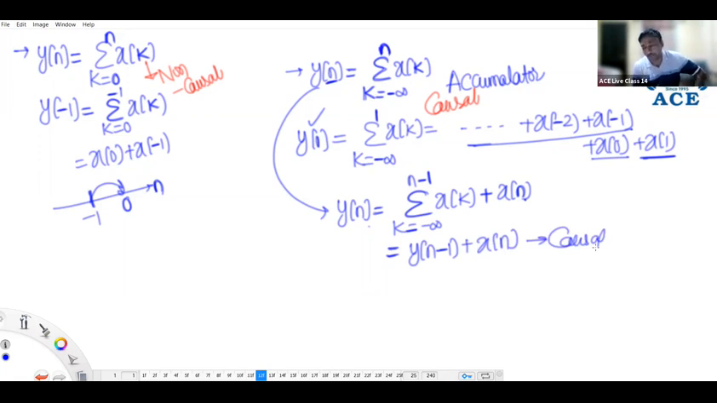See, we stated present output depends on present input, past input. Also past outputs, no problem. Because in this summation, if I take n minus 1, it becomes y of n minus 1 plus last sample extra. Present output depends on present input and past output. Still it is causal only. Still that system is causal.